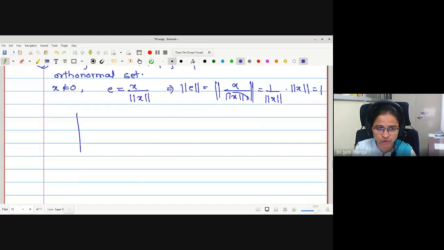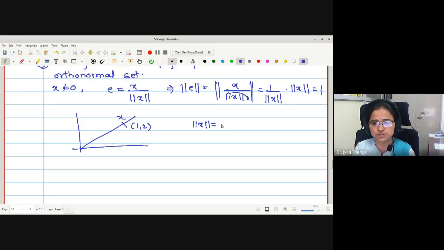I can show this in the R2 space. Suppose this is my vector, I'll call it (1, 2). In R2, we are discussing. Let me call this x. What is the modulus value or norm value? For the time being, let us take it by the distance formula. This is 1 square plus 2 square, 1 plus 4, which is root 5. Right now? Therefore, if this vector is divided by its norm, the vector will be 1 upon root 5 and 2 upon root 5.